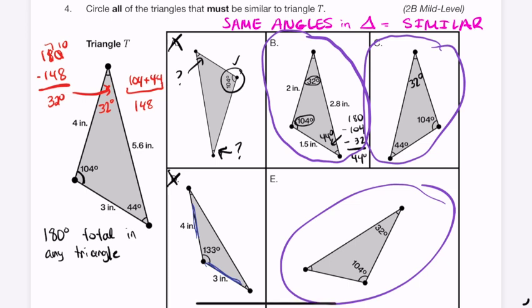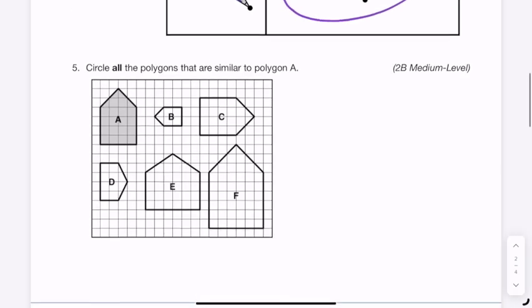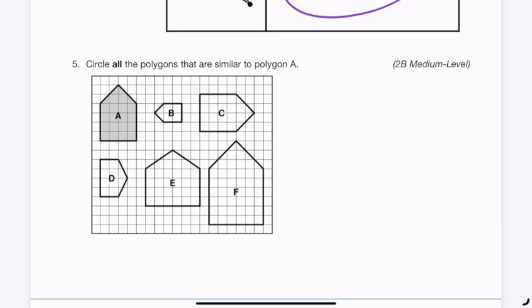This is 104, this is 32. So then if we subtract, that has to be 44 degrees. So all three of those triangles have the same angles as triangle T, so they're all going to be similar. They must be similar.